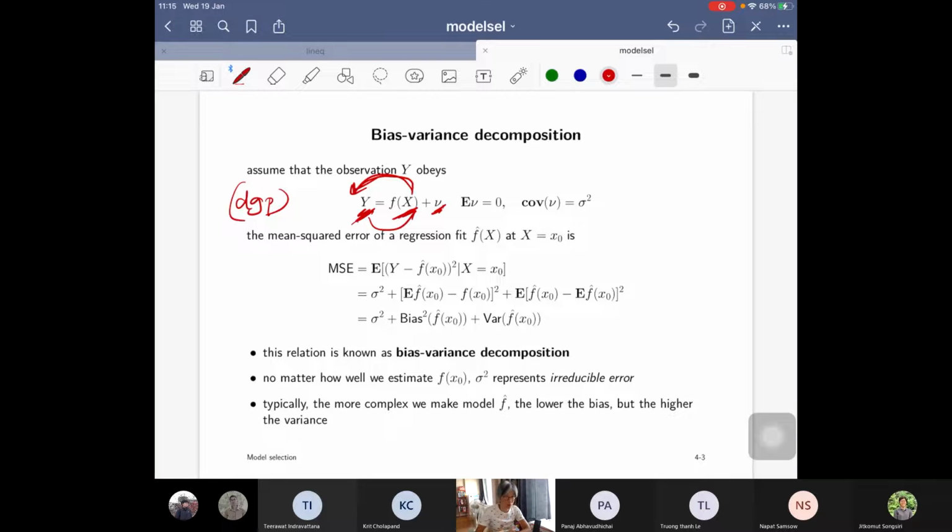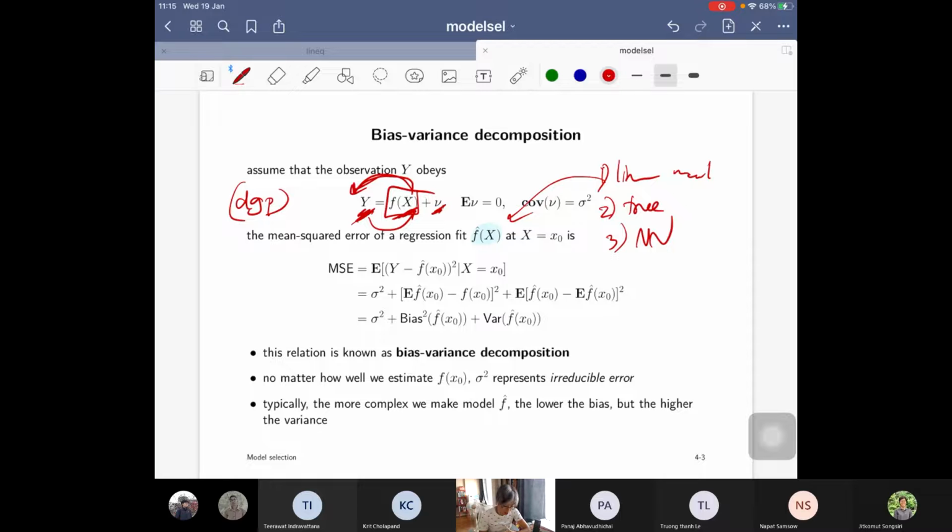In your process of developing a model, you come up with a relationship f hat. F, the actual f, is something unknown. You never know the true relationship between x and y. But you come up with f hat. For example, your f hat is the linear model, it can be a tree model, it can be a neural network, etc.